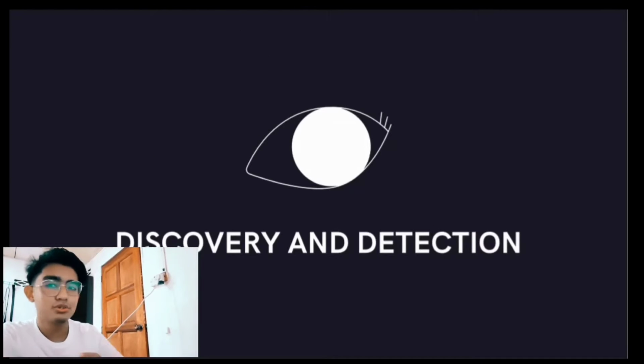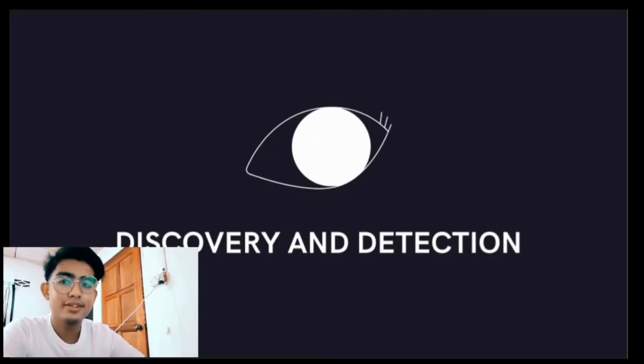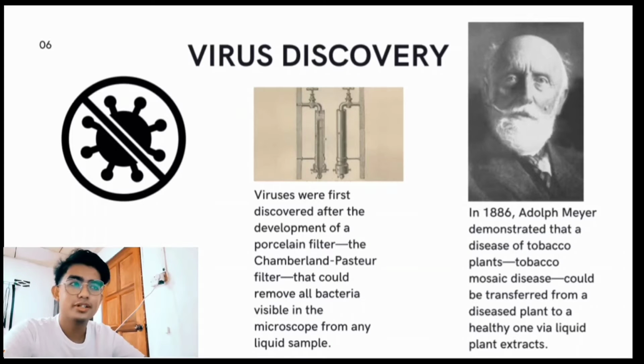So next, we want to know about the first discovery and detection of virus. Viruses were first discovered after the development of the porcelain filter, the Chamberland-Pasteur filter, that could remove all bacteria visible in the microscope from any liquid sample. In 1886, Adolf Mayer demonstrated that tobacco mosaic disease could be transferred from a diseased plant to a healthy one via liquid plant extract. In 1892, Dmitry Ivanovsky showed that this disease could be transmitted in this way even after the filter had removed all visible bacteria from the extract.